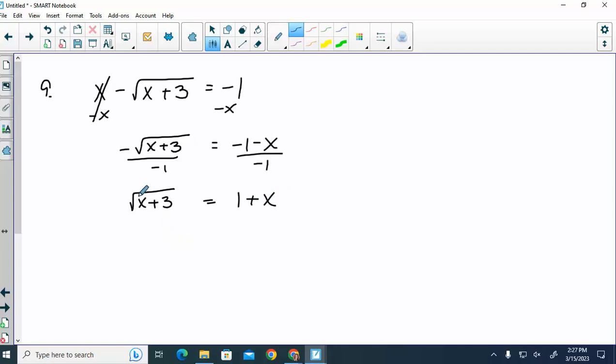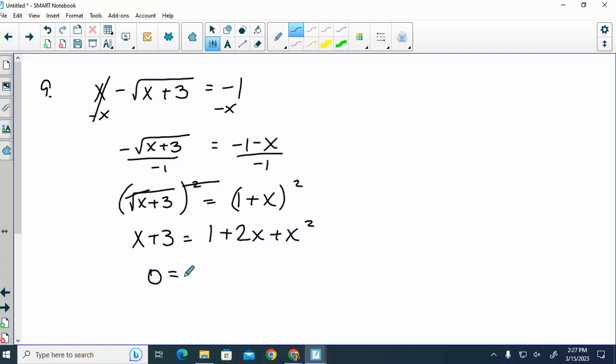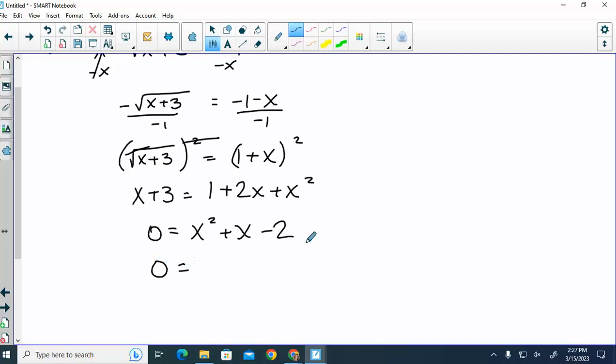Then to get rid of a square root, we square both sides, so those cancel. So we have x plus 3. On the right hand side we have to FOIL, so we get 1 plus 2x plus x squared. So it's a quadratic, and we like to set it equal to 0, so subtract over the x and subtract over the 3. So we need what multiplies to -2 and adds to +1? If you set those equal to 0, we get -2 and +1.